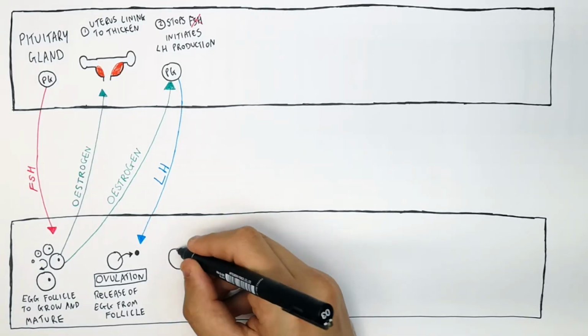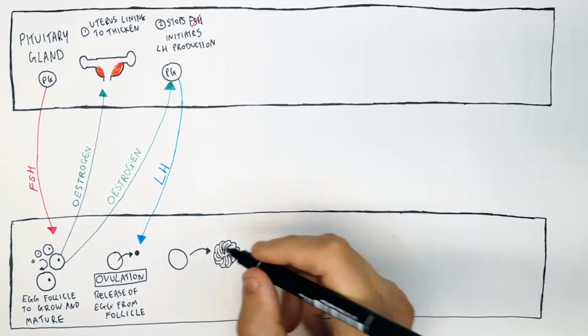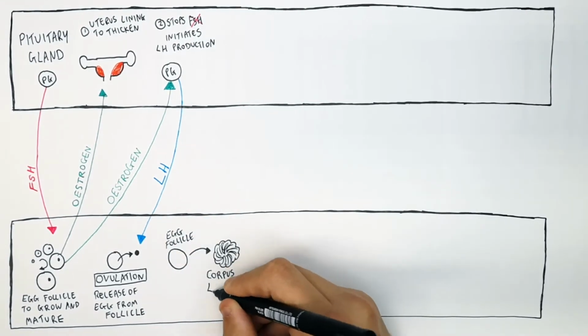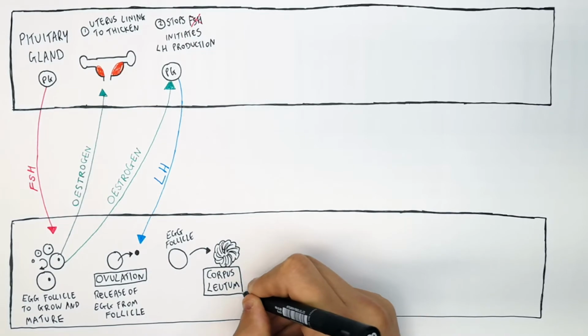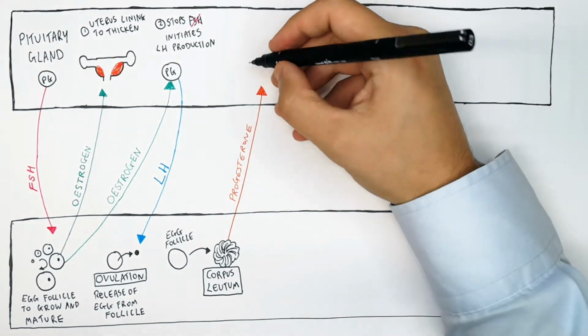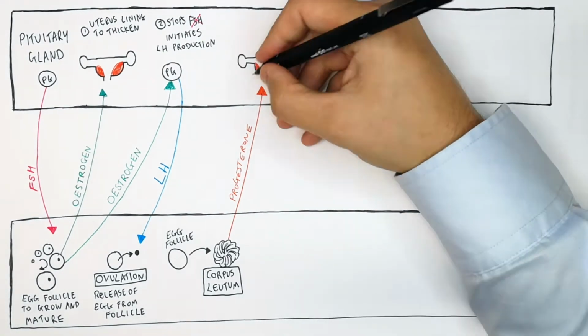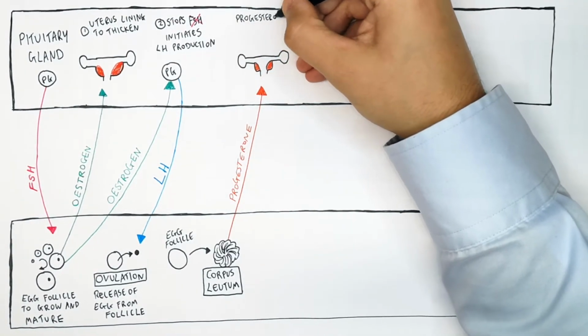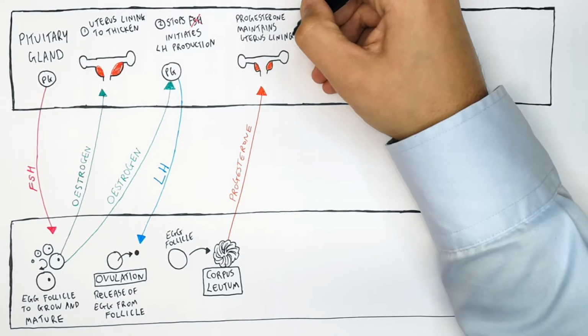So the egg follicle now turns into the corpus luteum in the ovary. And the corpus luteum produces and secretes progesterone. This maintains the uterus lining.